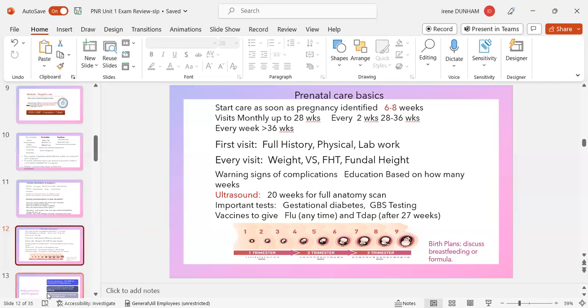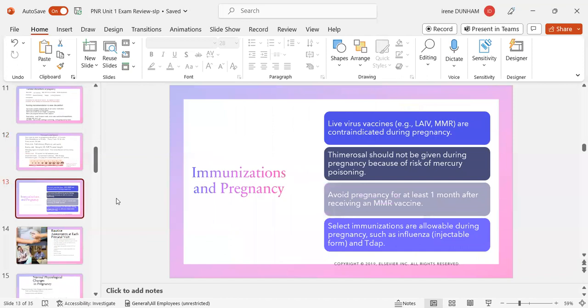And here we are, immunizations and pregnancy. All right, so again, I'm just repeating myself, but I guess it's good to repeat. Live virus vaccines, and there's your MMR, that's measles, mumps, and rubella, and they're contraindicated during pregnancy. Then thimerosal should not be given during pregnancy because it has mercury, and you never want to give someone mercury poisoning. And then avoid pregnancy for at least 1 month after receiving the rubella vaccine, she has to wait a month.